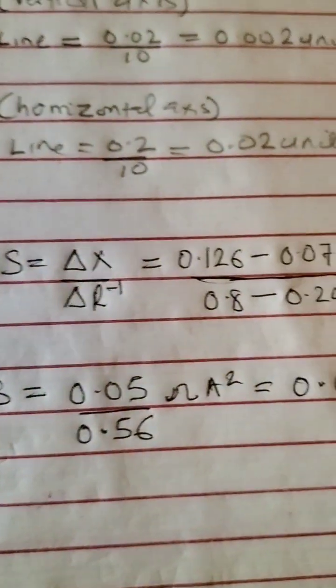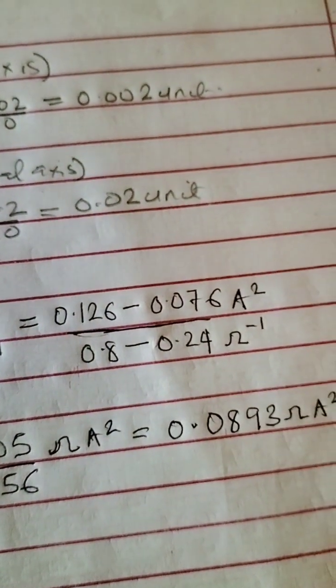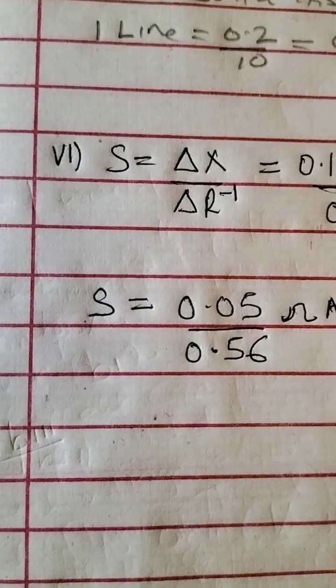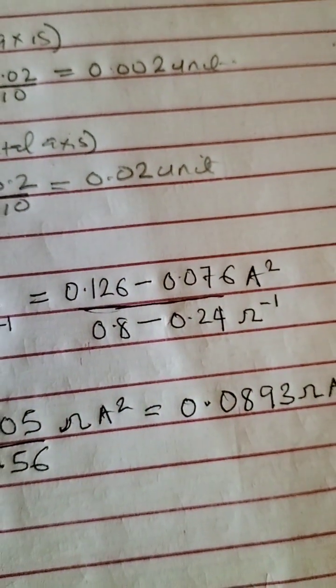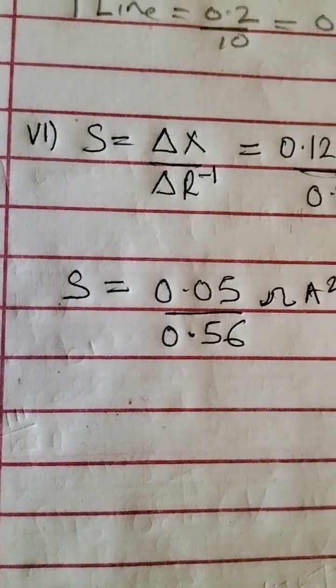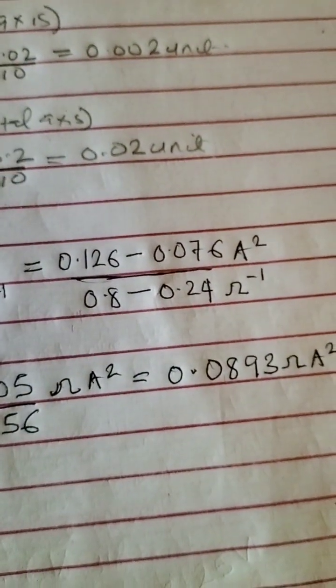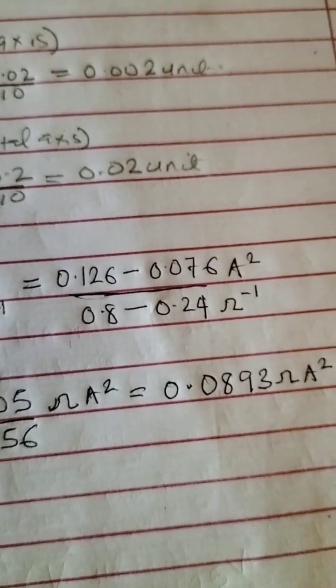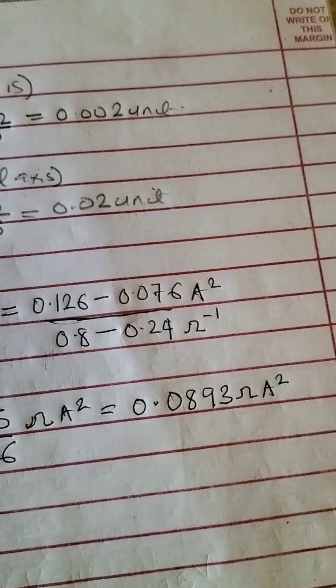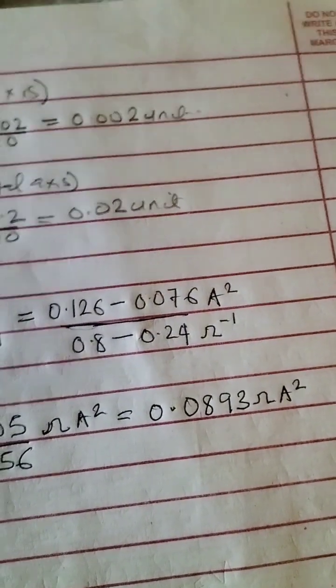Then solving it out, 0.126 minus 0.076 gave us 0.05. 0.8 minus 0.24 gives us 0.56. Dividing, we got our slope as 0.0893 ohm multiplied by ampere squared.